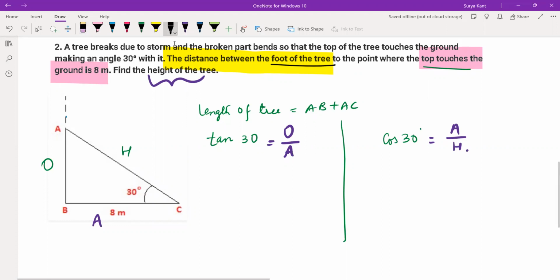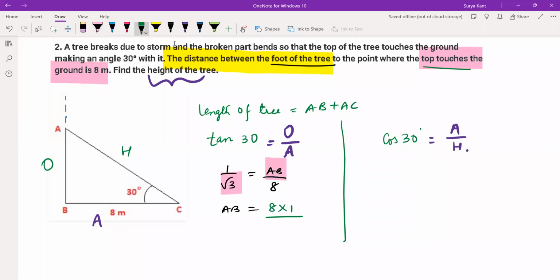So tan 30 value is 1 by root 3 is equals to AB divided by 8. So what will we get for AB? AB is equals to, children, a very easy concept. You're finding AB, so cross the part you colored here, right? Close it. So what is pending? 8 into 1, right here, 8 into 1. And what is there with AB that you write? This is root 3, that you write down. Very easy method, try to understand over here.